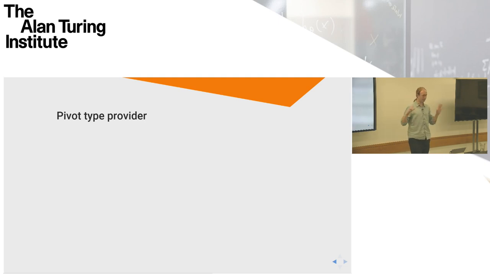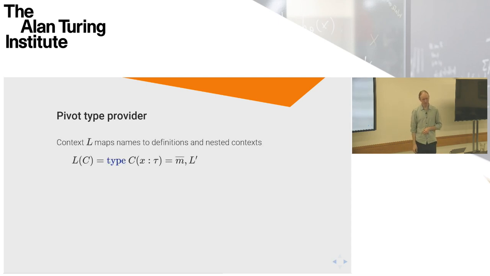More specifically, the part that is presented in the paper is this pivot type provider. The idea of type providers in this context is that you define some sort of mapping or type context that maps names to definitions and nested types. So L, you can see it as a function that takes a type name or class name. It gives you the definition of the type, which is some type with some constructors, some members. And then it gives you some more types that might have been generated along the way.